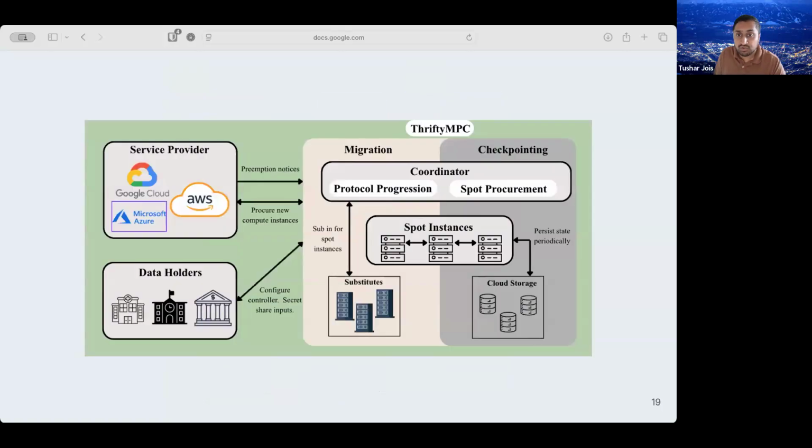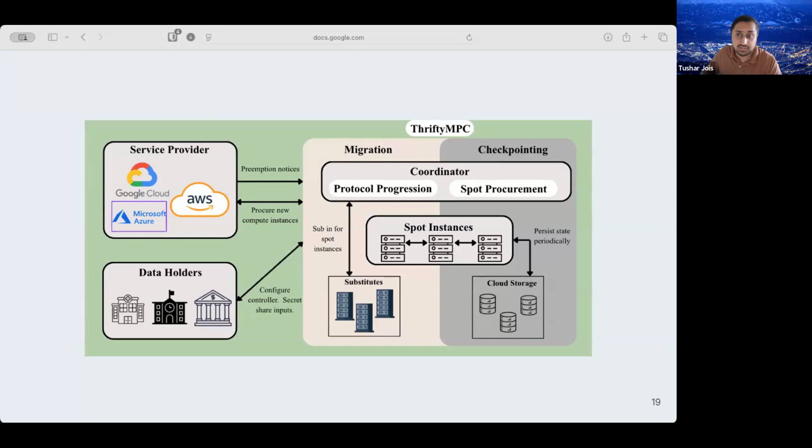So that is the overview of our system, which we call ThriftyMPC. Our service provider is some cloud provider, and all we require them to do is provide the preemption notices over these spot instances, and allow us to procure new instances as necessary. Then the data holders can use our system and share inputs amongst each other.